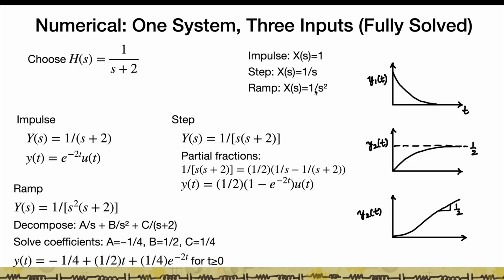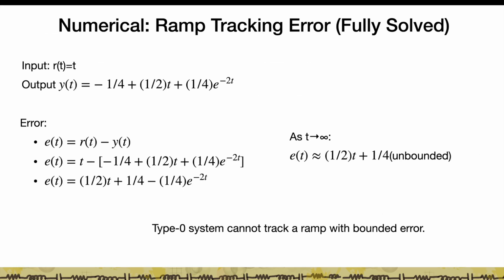Now when you're given a ramp input, 1 by s squared, Y(s) becomes 1 by s squared into s plus 2. You decompose it as A by s plus B by s squared plus C by s plus 2, partial fractions. And you get A equal to minus 1 by 4, B equal to half and C equal to 1 by 4. And so you get y(t) as minus 1 by 4 plus half t plus 1 by 4 of e power minus 2t. So again, the same mode appears. The long-term demand is now linear growth. This is the cleanest demonstration that inputs weigh modes. They do not change them.